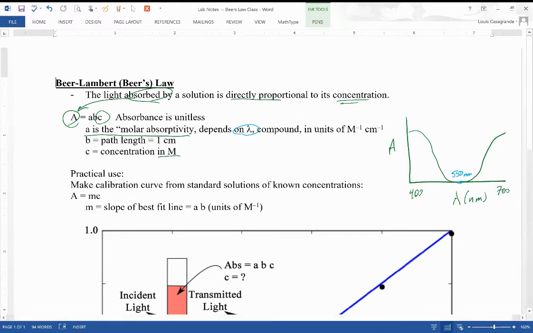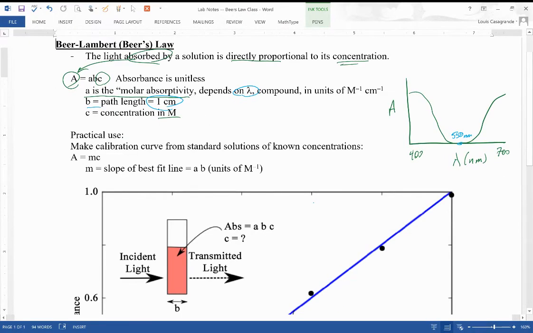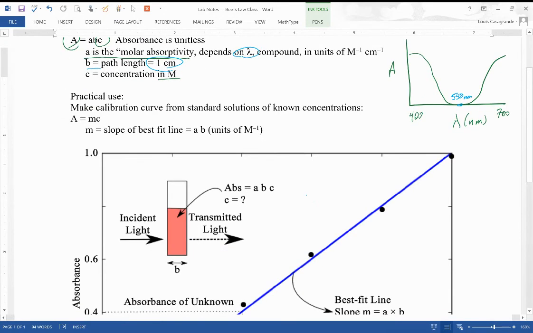And b then is going to be the path length of the light going through the sample, and that's pretty standard as a unit of 1 centimeter, because if you remember the cuvettes that we had, those cuvettes are 1 centimeter thick. So in practical terms, we're not really going to care about a and b per se. Like I said, b is always 1 centimeter, and a depends only on the wavelength. And I'll tell you what the wavelength is for the lab when we talk about the lab itself.